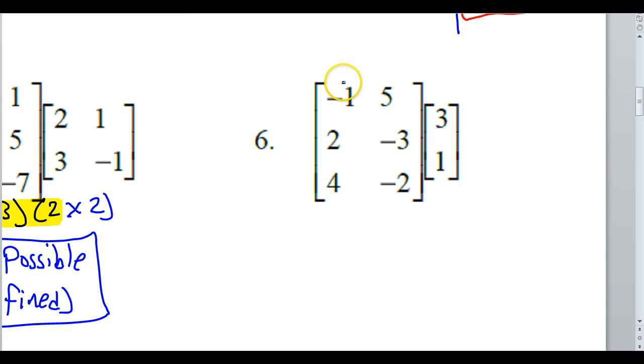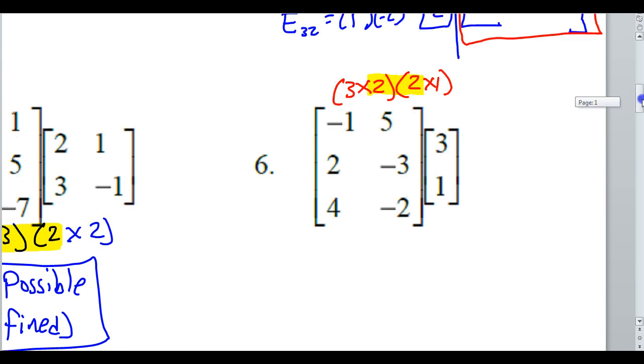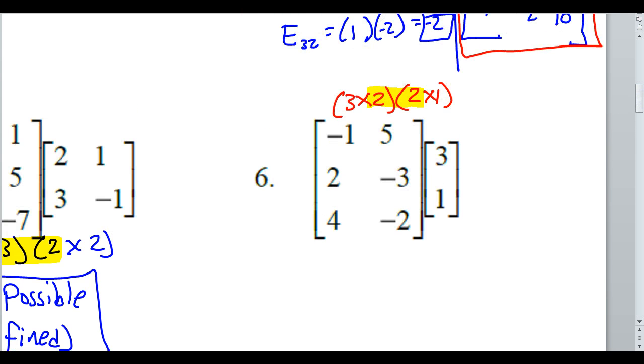Let's see. The dimensions here are 3 by 2. So this is a 3 by 2 matrix. The dimensions here, this is a 2 by 1. 2 rows, 1 column. Looking at the inner dimensions, I see they're both 2. They do match. So it is going to be possible, so I have to go ahead and do it.